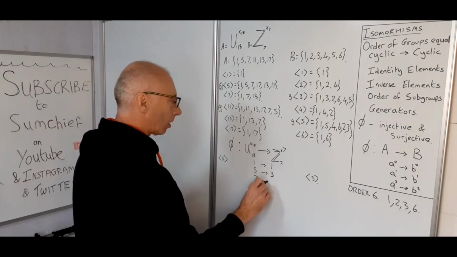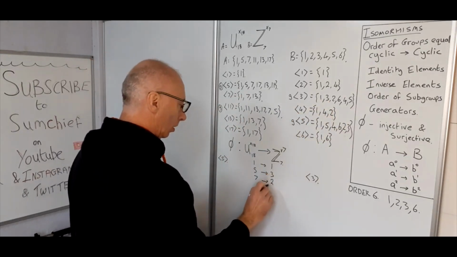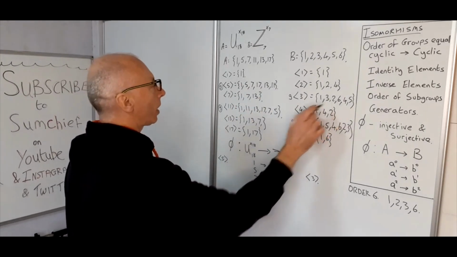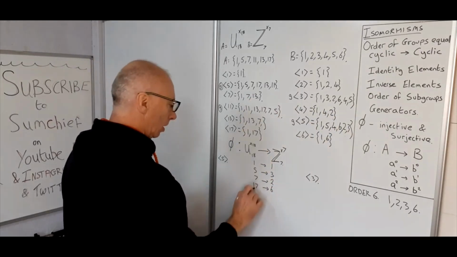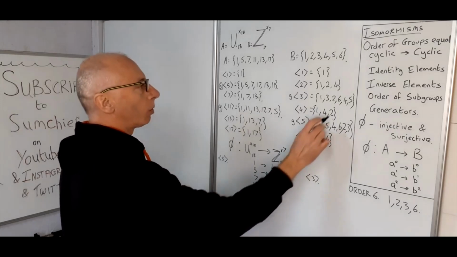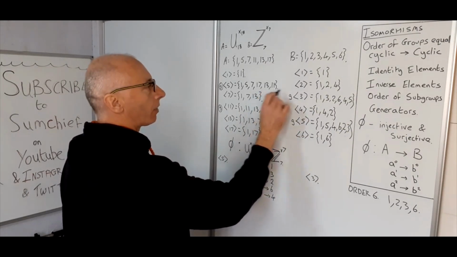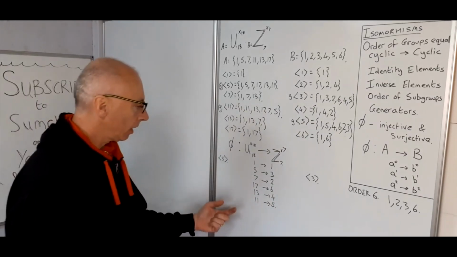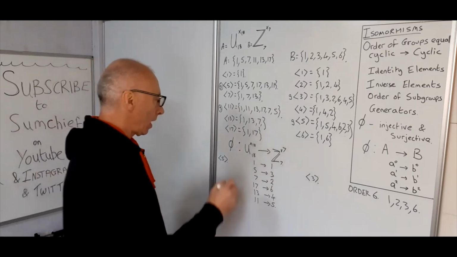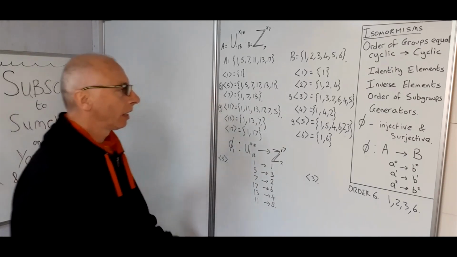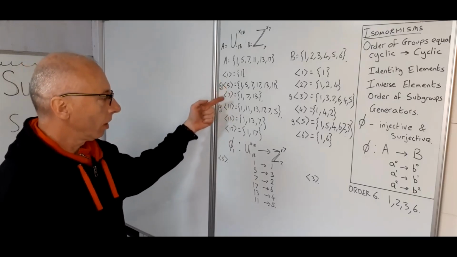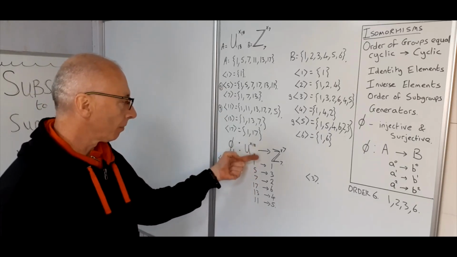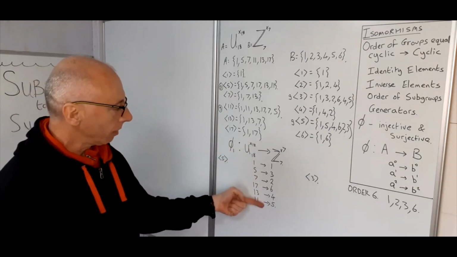7 will map to 2. 17 will map to 6. 13 will map to 4. And 11 will map to 5. Now that is one isomorphism we can do there. So we can call this isomorphism 1. Now because we've got 2 generators, we could probably produce 2 isomorphic mappings as we've done here.